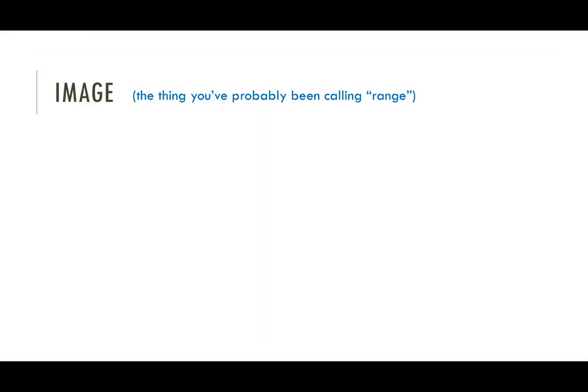Let's start with the image. The image is something you already know about. You've been calling it the range in every previous class that you've had. But at some point, mathematicians decide to start calling the range the image in more abstract functions. Don't ask me why.